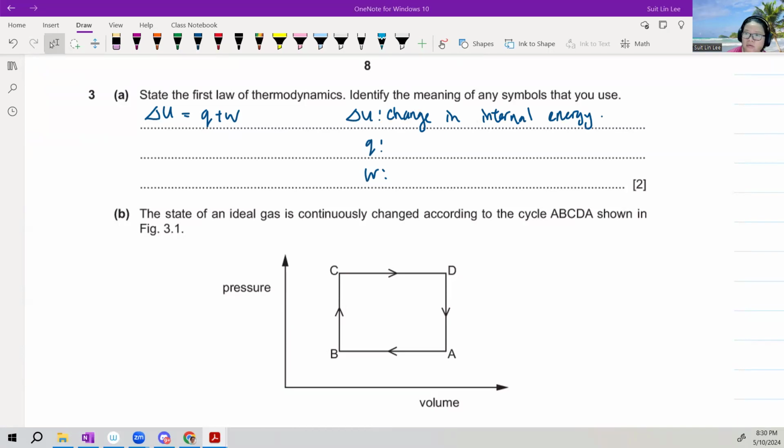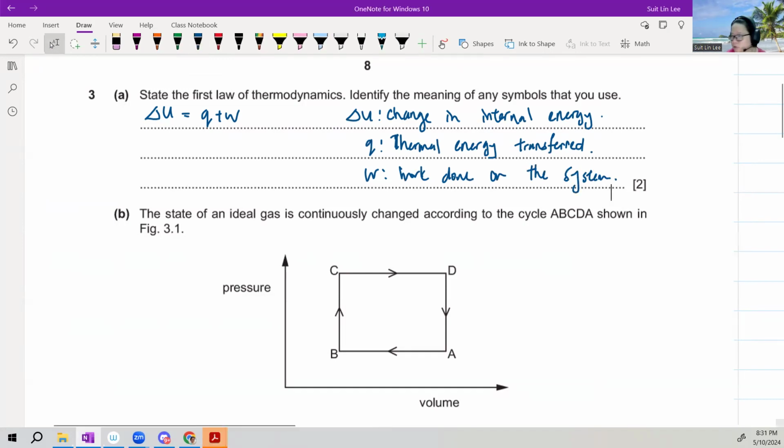Okay, and then Q would be heat or thermal energy transfer. And W will be work done. Since I put positive, I'll put work done on the system. So please don't write change in thermal energy, or change in work done. Cannot.